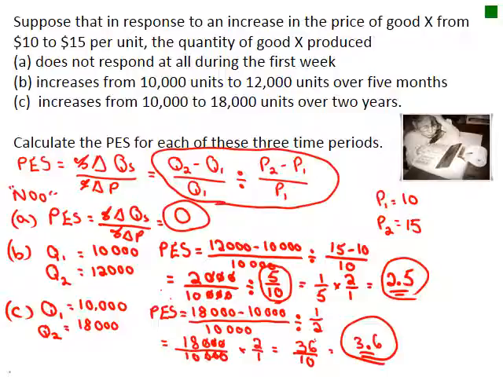So Q2 is 12,000 minus 10,000 over 10,000. And we're going to divide by P2, which is 15 minus 10 over 10. So this would be 2,000 over 10,000, divided by 15 minus 10 is 5, over 10. Okay, and let's just save room for C.